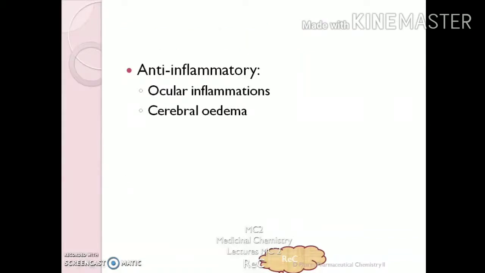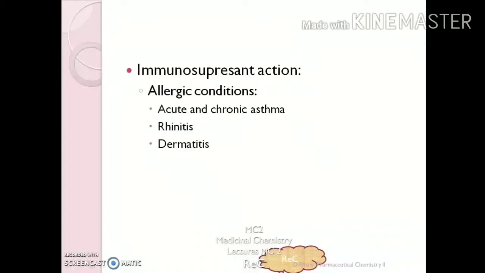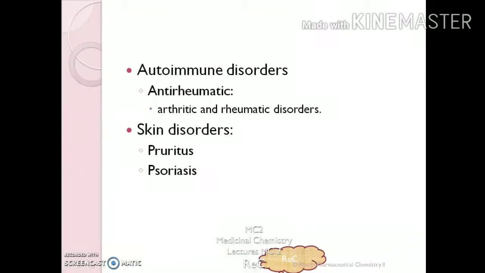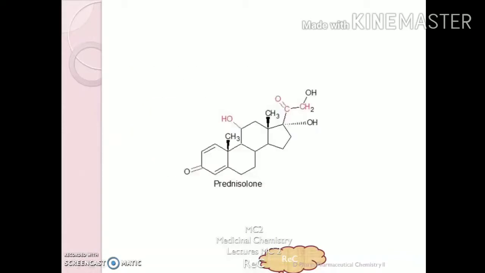The main other therapeutic applications of corticosteroids depend on their anti-inflammatory and immunosuppressant action. Anti-inflammatory activity involves the use of these agents for ocular inflammations, cerebral edema, etc. For immunosuppressant actions, they are used in various autoimmune diseases, allergic conditions, chronic treatment of bronchial asthma, and autoimmune disorders like rheumatism. It is used in the treatment of arthritic and rheumatic disorders, and certain skin disorders like pruritus, psoriasis, certain types of dermatitis, etc.